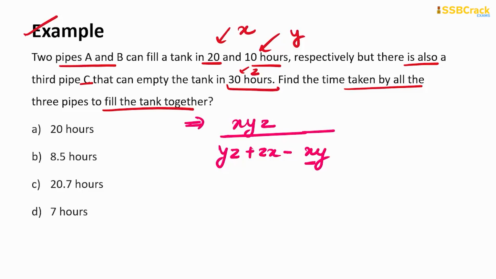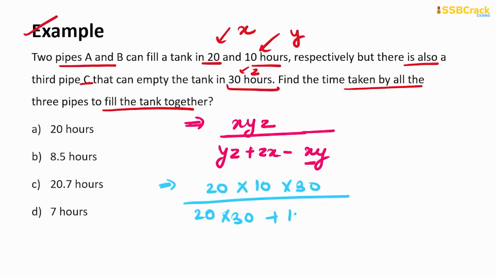Okay. Now let's put the values of x, y and z in this formula. So it will be equal to 20 multiplied by 10 into 30 divided by 20 into 30 plus 10 into 30 minus 20 into 10, right? So here again the zeros and the 10s will cancel out, here this and this, and here this and this, right?